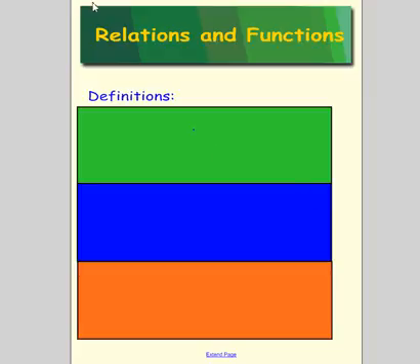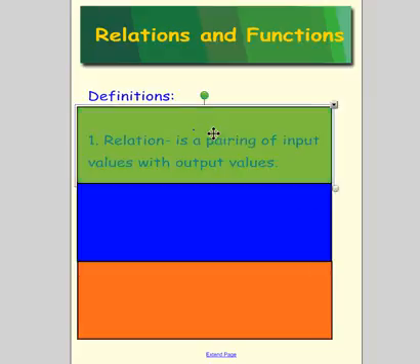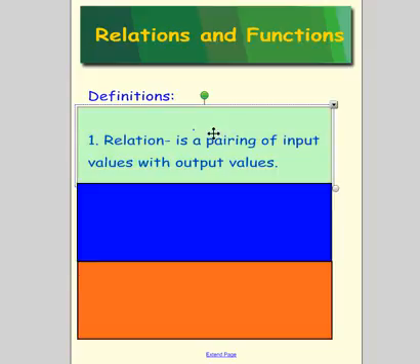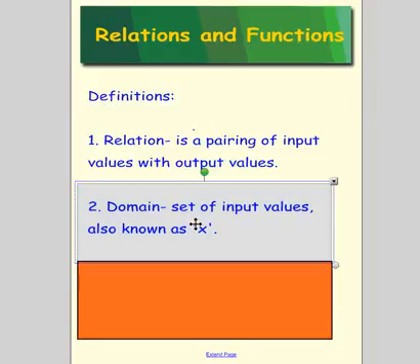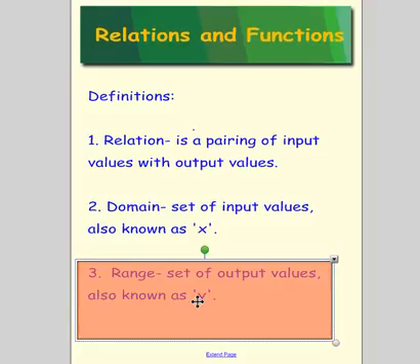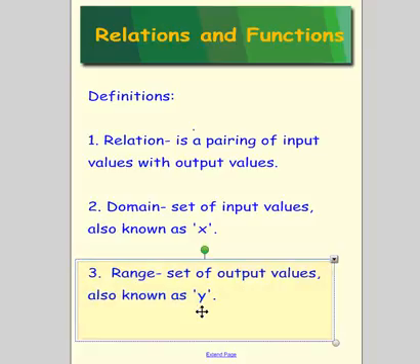The first definition that we are going to take a look at is that of a relation. A relation is a pairing of input values with output values. Now we're going to go over a little bit about what input values and output values mean, starting with the domain. A domain is basically just a set of input values, also known as your x values. And then you have your range, which is the set of your output values, also known as your y values.